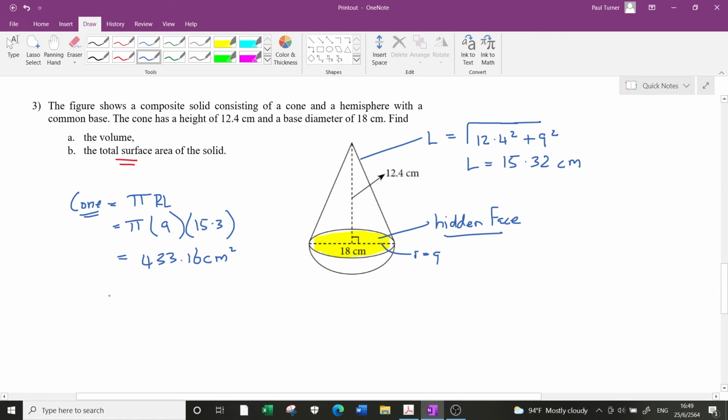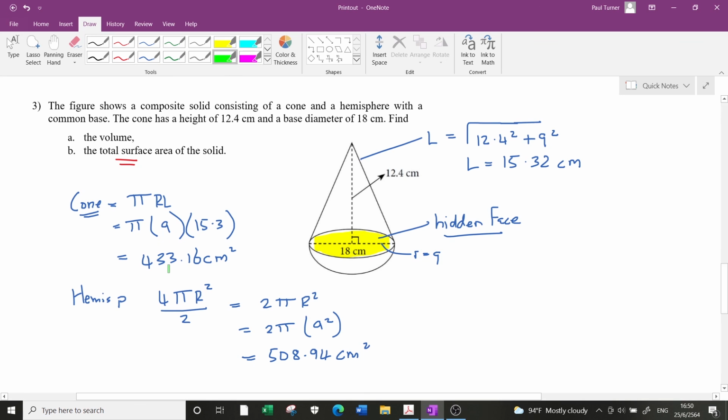That's the cone part. Now we have a hemisphere in the base here. So remember, a sphere is 4 pi r squared, but a hemisphere is half of that, so we divide by 2. So it's 2 pi r squared. So that gives us 2 pi times 9 squared, and that gives us an area of 508.94 cm squared.